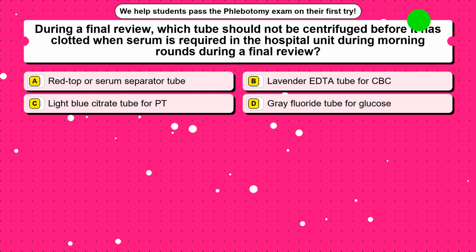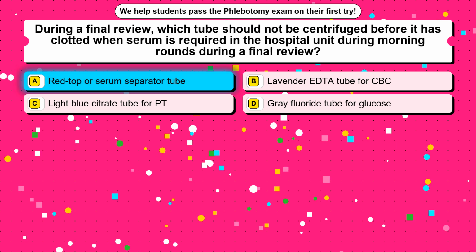Question 92. During a final review, which tube should not be centrifuged before it has clotted when serum is required in the hospital unit during morning rounds? Option A. Red top or serum separator tube. Option B. Lavender EDTA tube for CBC. Option C. Light blue citrate tube for patient. Option D. Gray fluoride tube for glucose.